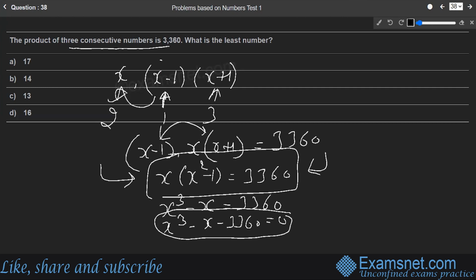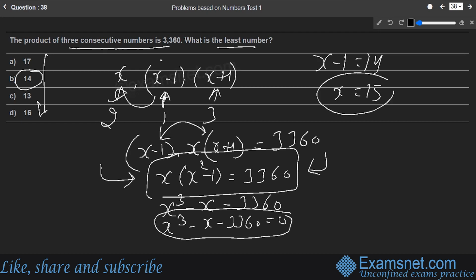So let's keep any value of x. Let's say the x value is 15. Among these we can pick, he's asking for the least number, so let's start with 14. If the least number is 14, that is x minus 1 is 14, then x will obviously be 15. We have assumed x to be 15, x minus 1 to be 14. Then the largest number will be x plus 1, that is 16. So we have to just check whether x equal to 15 is satisfying this equation or not.